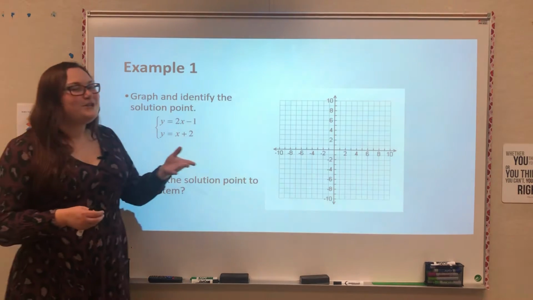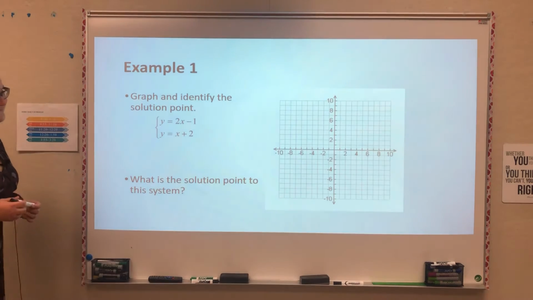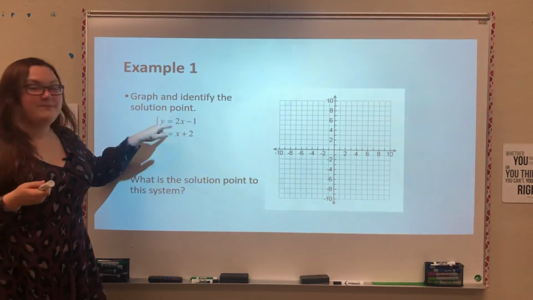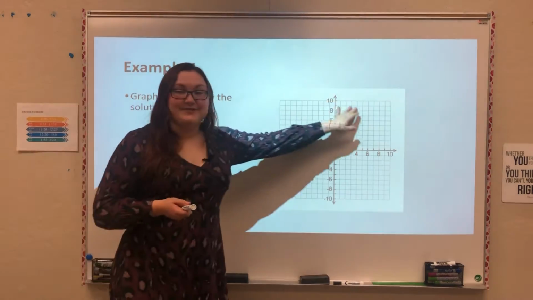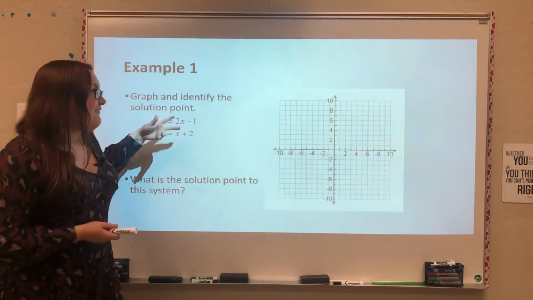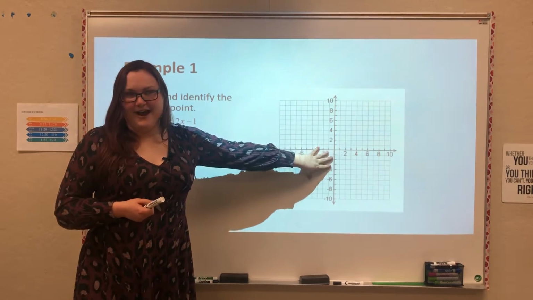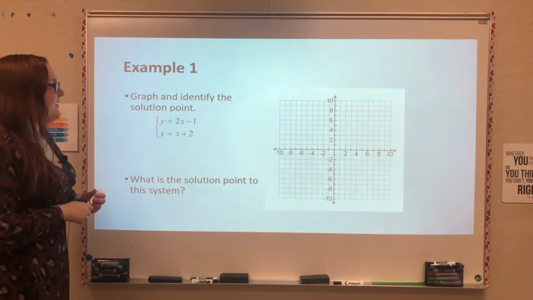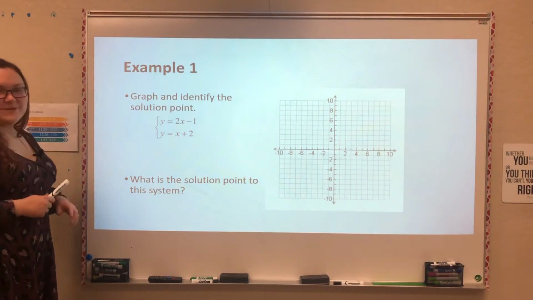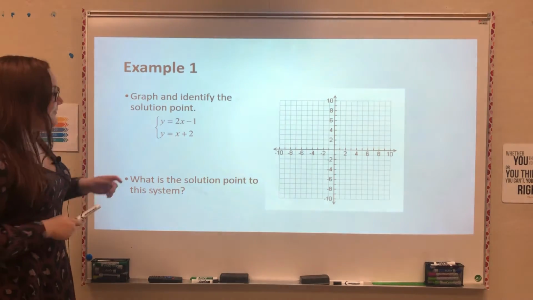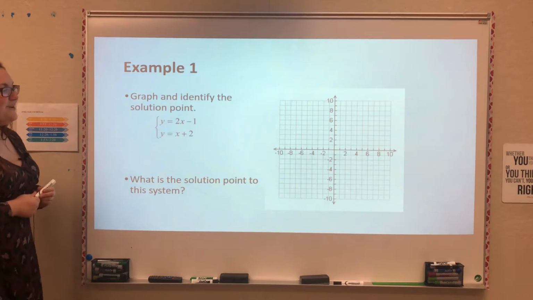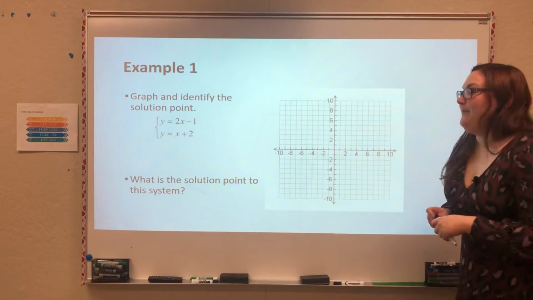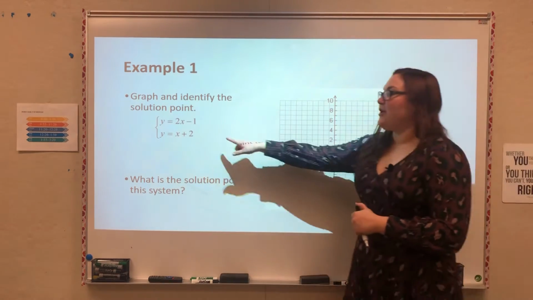What do you think we're going to do in order to solve this system? Well, if I know the solution point is the point that lies on both of these lines, I could use this graph over here, graph both of these lines on the same graph, and find where those lines intersect. That intersection point will be our solution point. So in order to graph both of these lines, we're going to have to use some of the stuff we learned back in Algebra 1A. If I want to graph the equation y equals 2x minus 1, what am I going to do? Well, I want to start at our y-intercept.